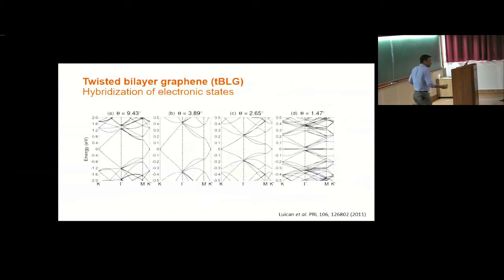So then comes the question: okay, what happens in twisted bilayer graphene? I'm certainly not going to give you any introduction or detailed information about twisted bilayer graphene. Everybody knows here.